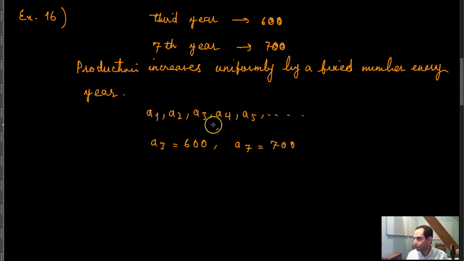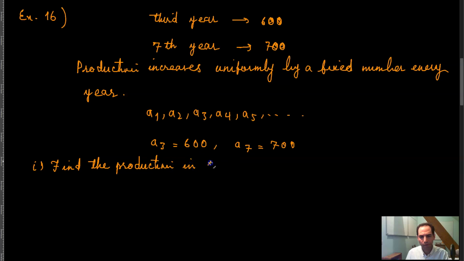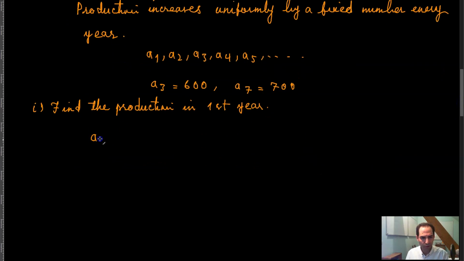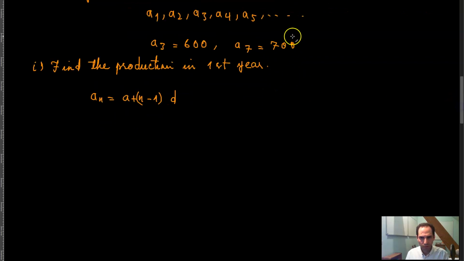Now you want to answer a couple of questions. You want to find the production in the first year. So to find the production in the first year, you know that A of n is equal to A plus n minus 1 times D. So you need your A and you need your D, right? So we can find our A and D from these two pieces of information that we have here.